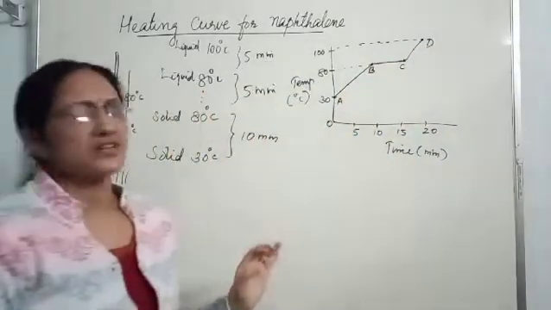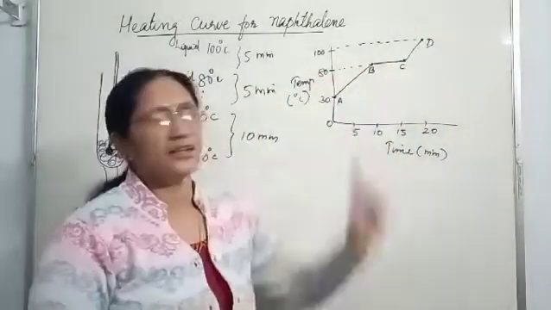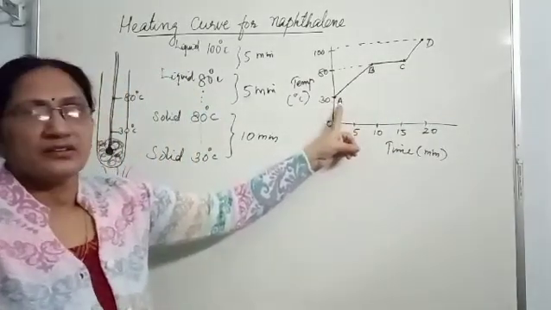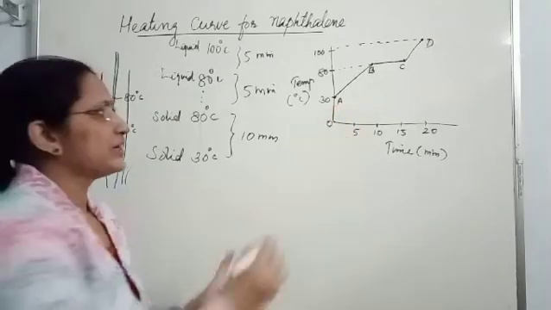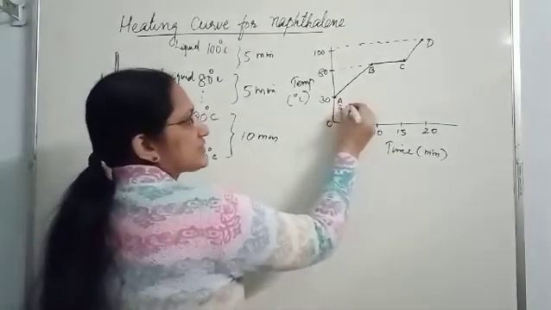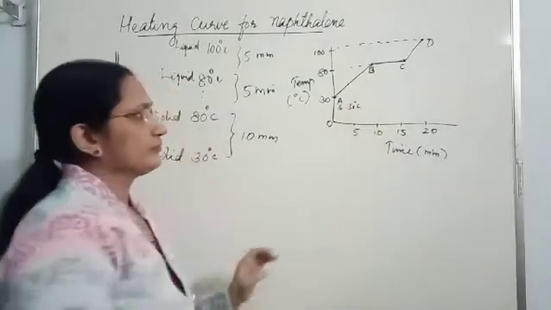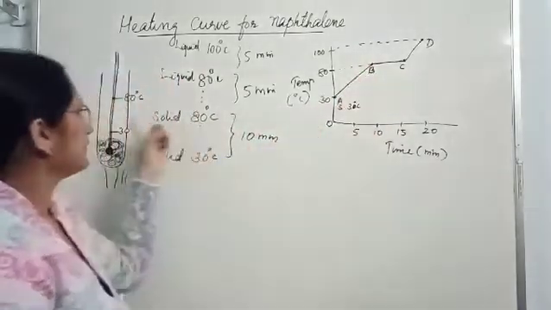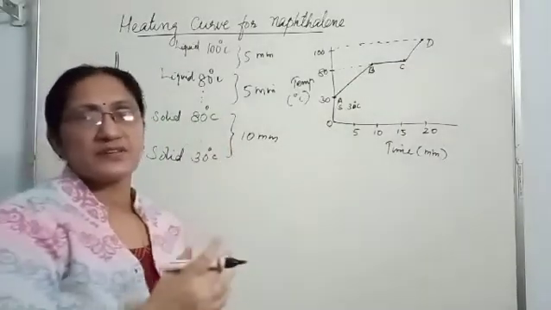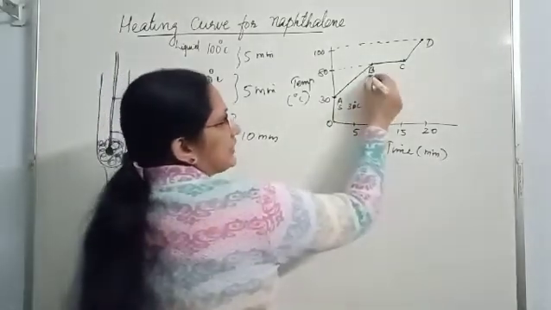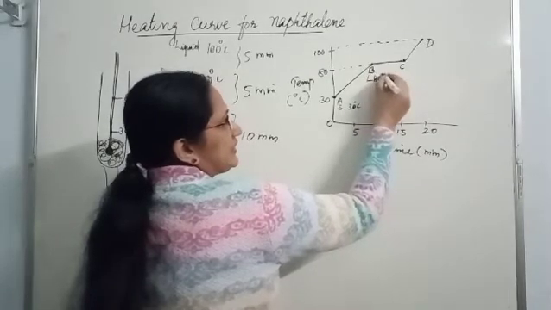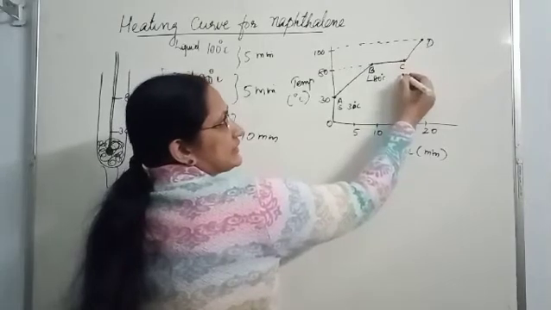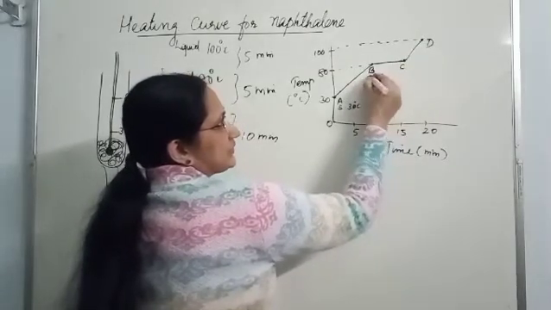So you got the heating curve as A, B, C, D. At the point A, you have solid naphthalene at 30 degrees Celsius. At B, what is the substance in the vessel? That is liquid naphthalene at 80 degrees Celsius. At this point in the vessel, there is solid naphthalene.